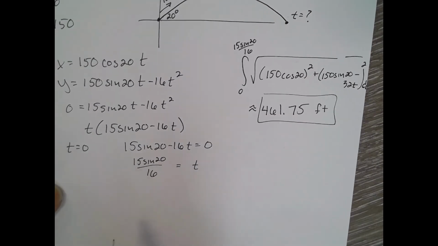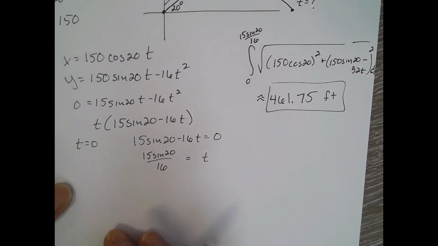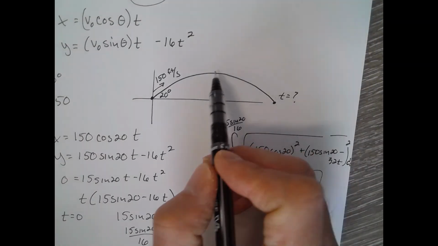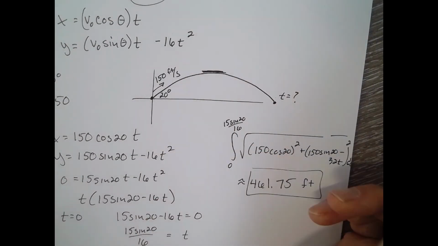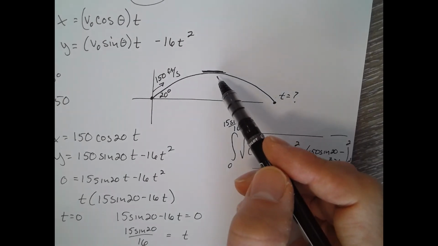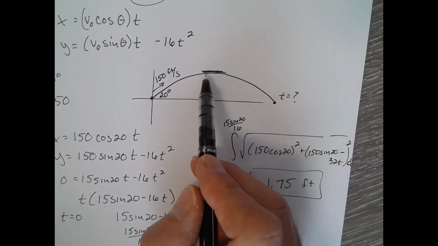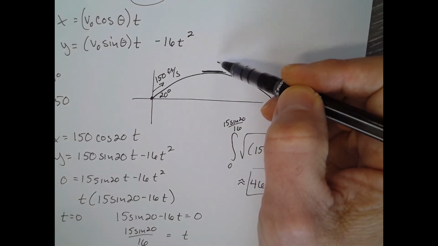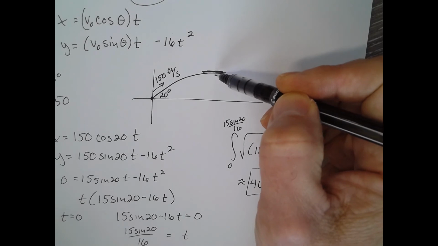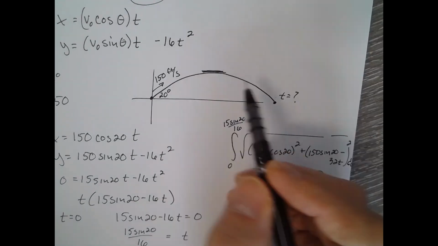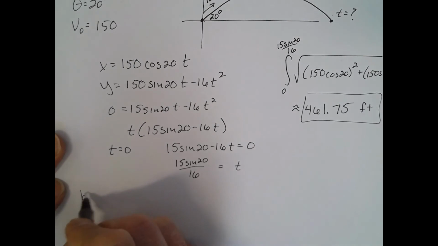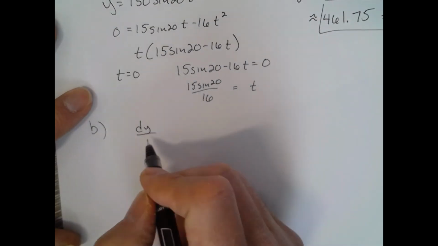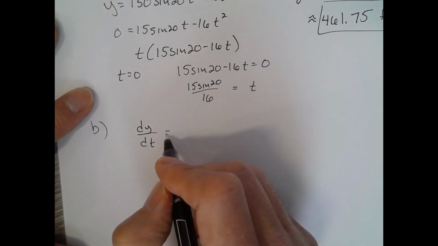So that's part A. Part B, estimate the maximum height of the projectile. So how high up does it go? Well, it goes all the way till right there. Okay, and what do I know is going on there? That means that I have a horizontal tangent, so the rate of change vertically is 0. So I'm not going up or down, it's just 0 right there. So we can say for part B, when is dy dt equal to 0?